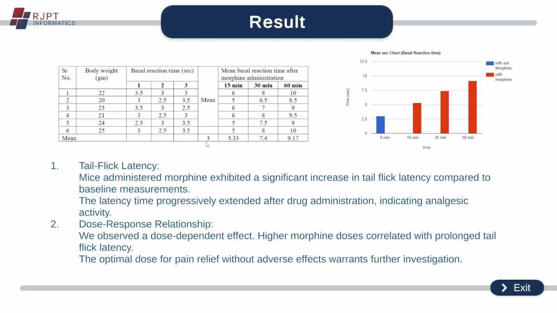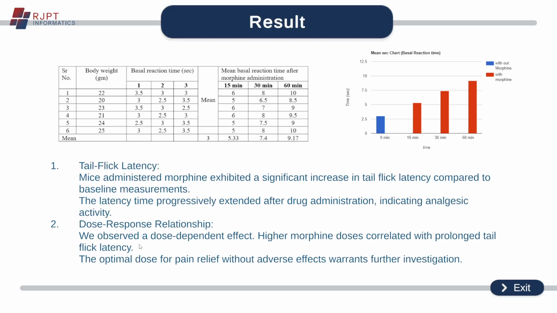As we can see here, before administering the drug, the mean value was 3 seconds, but after administering for 15 minutes, the mean value was 5.3. Then for 30 minutes, it has increased to 7.4, and for 60 minutes, the mean value has increased to 9.17 compared to the baseline measurement, which means that the latency time progressively extended. The latency time has been extended after drug administration, indicating analgesic activity of the morphine.